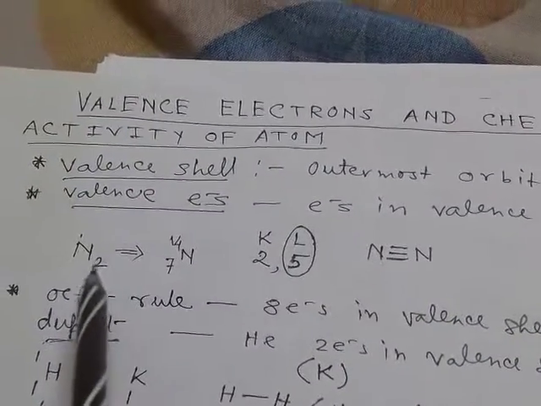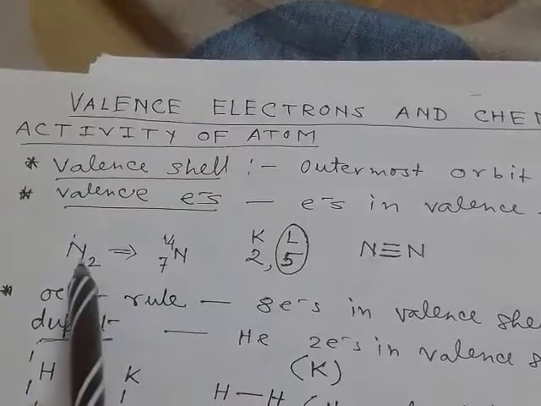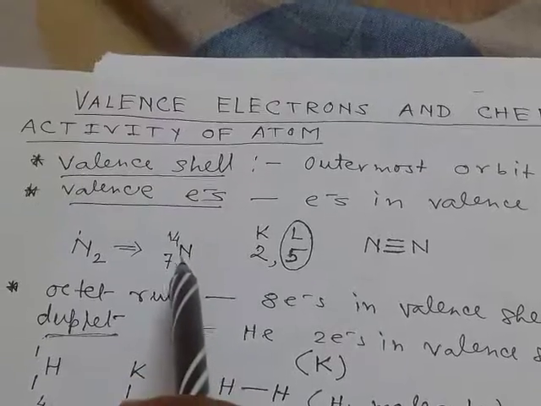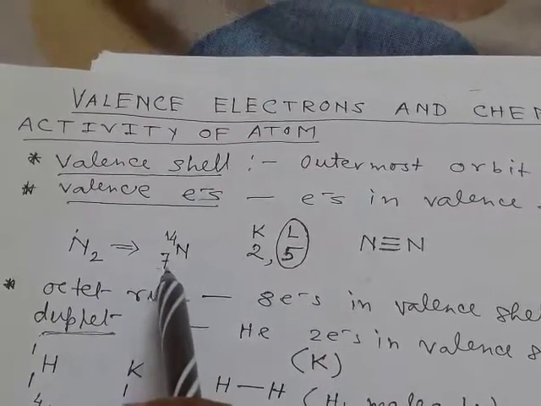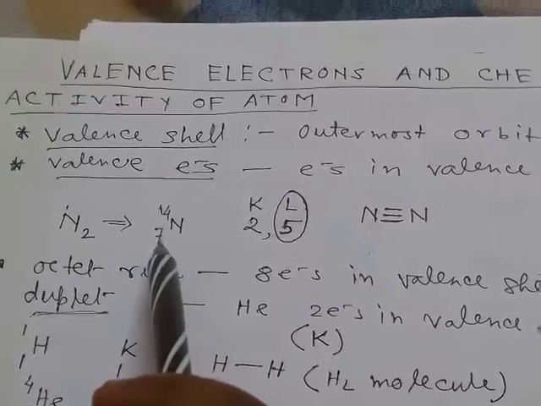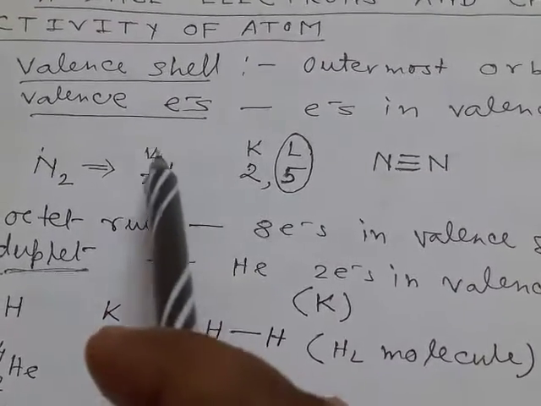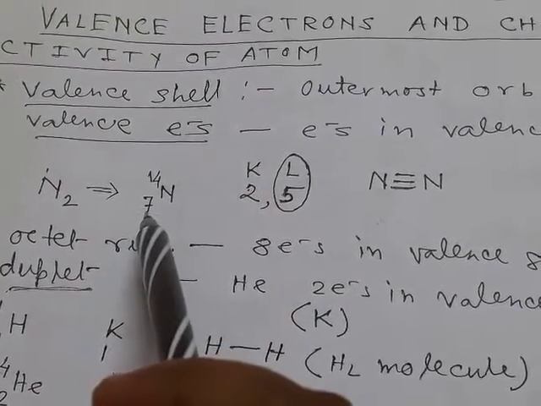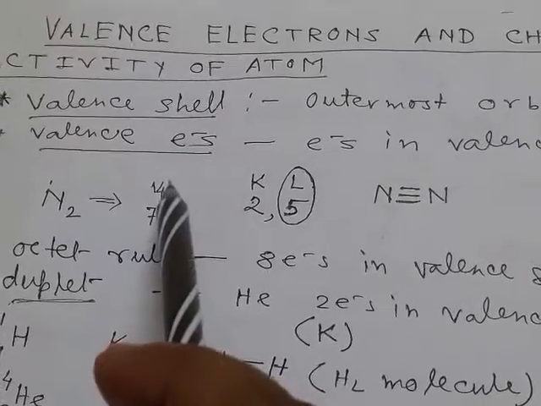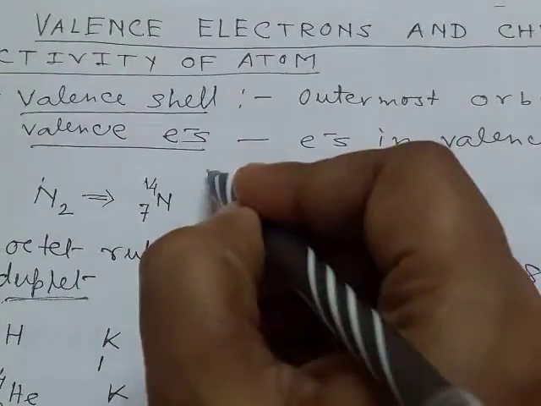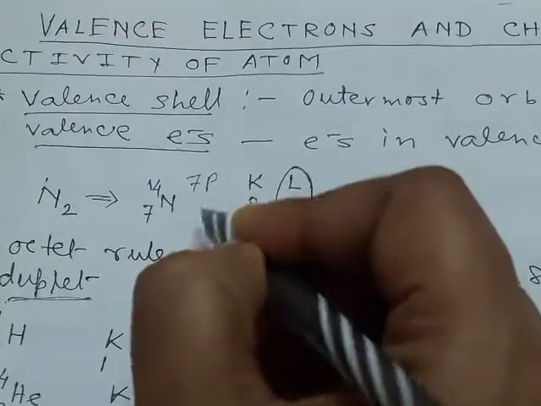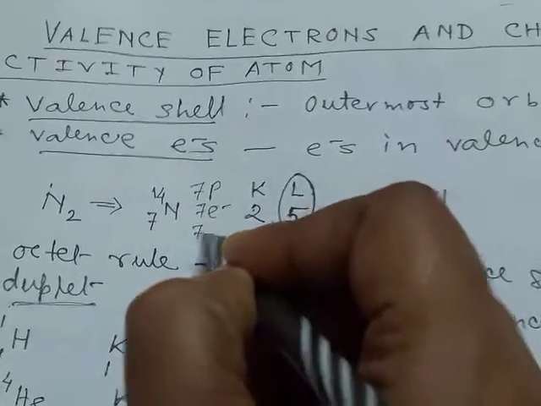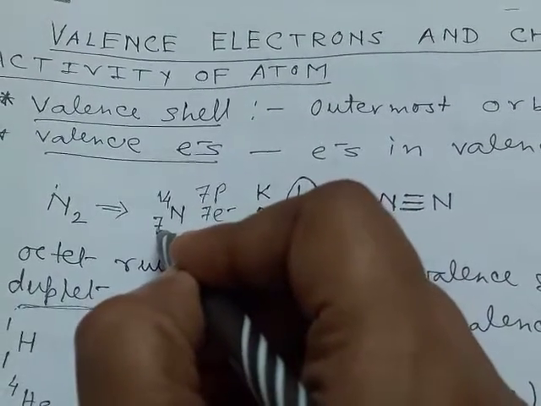For example, if we consider nitrogen, this is the nitrogen molecule and this is the nitrogen atom. For one nitrogen atom, the atomic number is 7 and the mass number is 14. That means there are 7 protons, 7 electrons and 14 minus 7, that is 7 neutrons. So the number of neutrons is the mass number minus the atomic number.